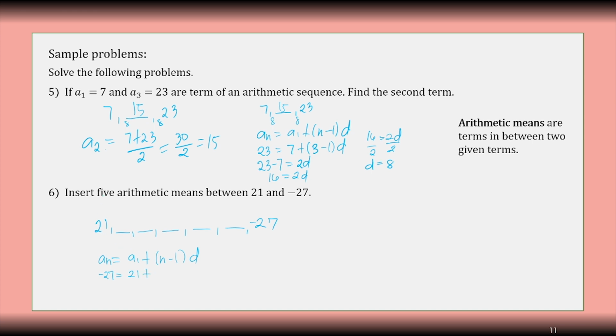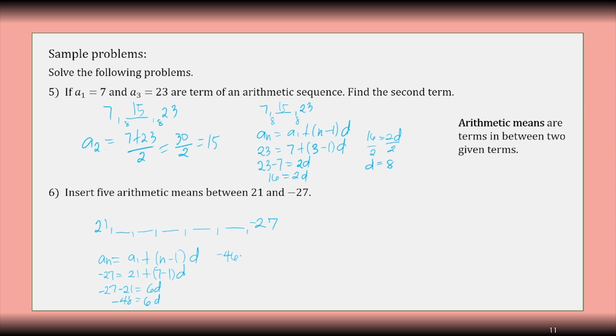So syempre kung nag-insert tayo ng 5, then meron tayong 2 given terms, so we have 7. 7 minus 1 times d. Transpose natin 21, magiging negative 27. Transpose negative 21, it will become 7 minus 1 is 6 times d. So negative 48 is equals to 6d. So divide both sides lang natin siya ng 6, di ba?